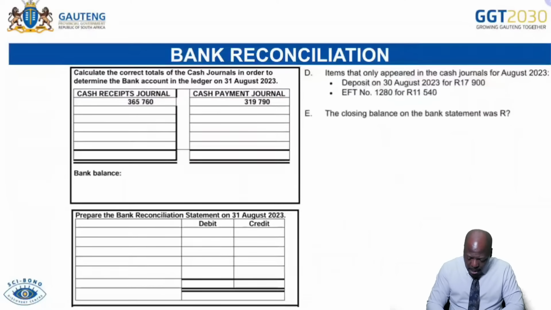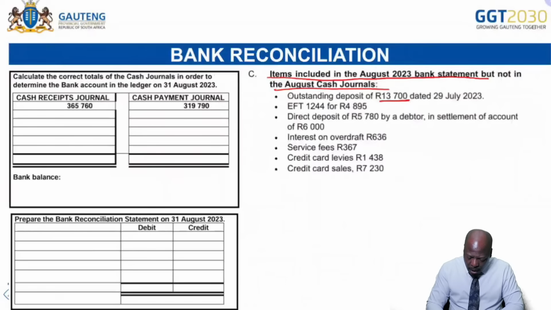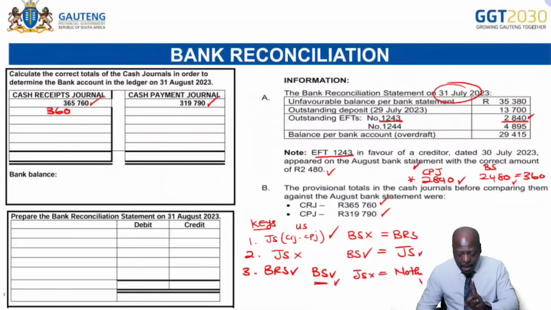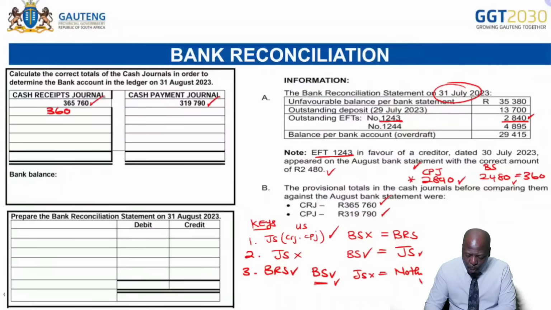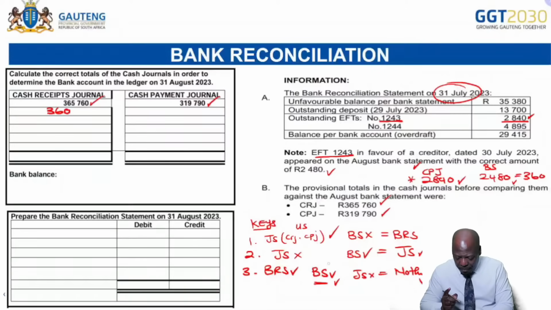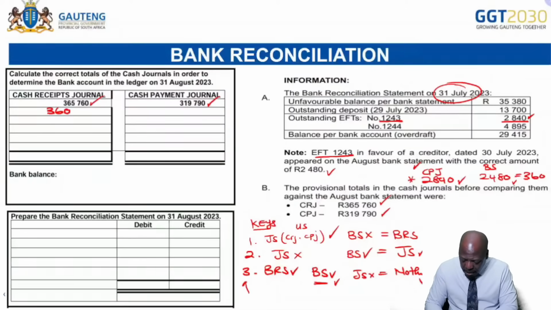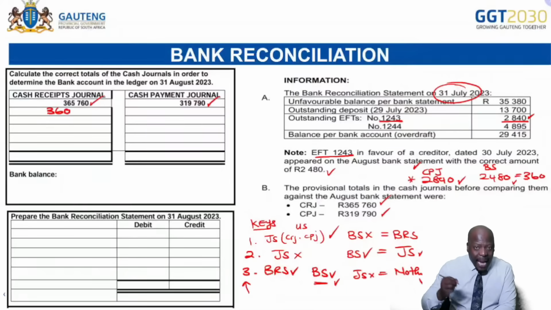All right, let's see if we can go back to where we were. All right, here are the 3 keys. If an item is not in the journals, but on the bank statement, you put it on the journals. And if you come here, they say these are items that are included on the bank statement, but not in the cash journals. So you will think it is key number 2. But you have to be very careful and think of key number 3 that says, before you consider recording it in our journals, was it ever recorded in the BRS?